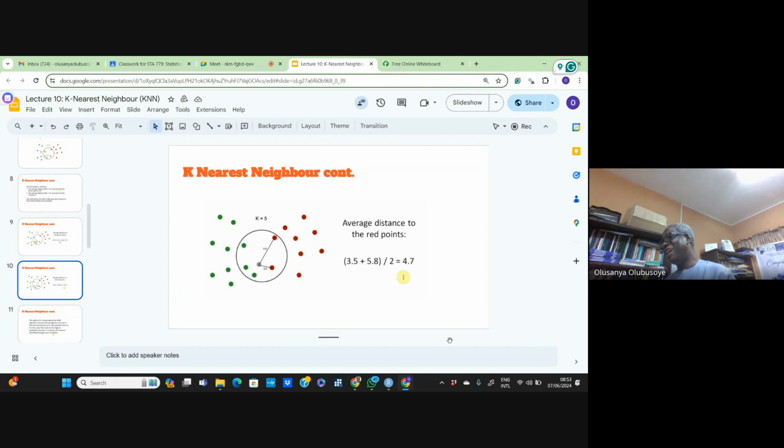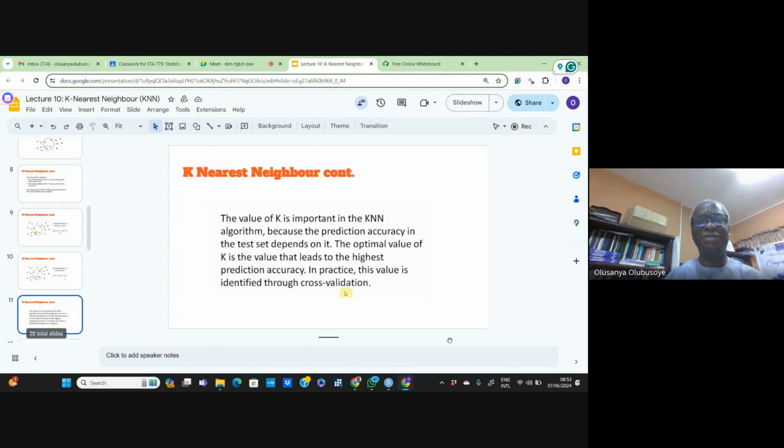Certainly, you will now have a clear picture of where to classify. So the point being made here is that the value of K is important in the K nearest neighbor algorithm. It determines the prediction accuracy, and the accuracy depends on it. Yes.